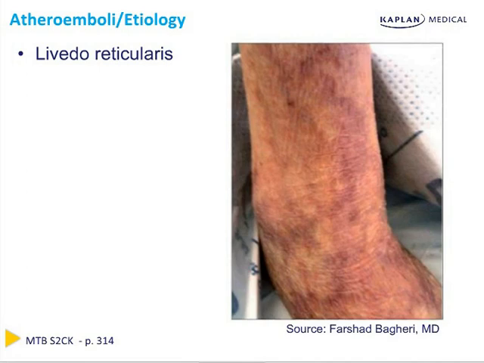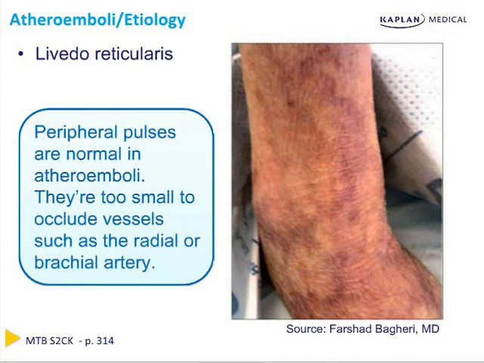Here we have a picture of livedo reticularis, and livedo reticularis is this purple-blue net-like skin finding. Typically it's found on the extremities, such as the arm shown here. It's important to remember that on physical exam, the peripheral pulses are actually normal. These emboli that lodge in the vessels are too small to include vessels affecting pulse, such as the radial or the brachial artery.